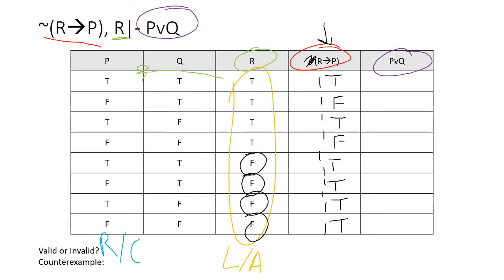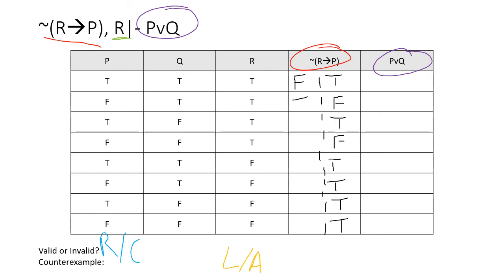So we can erase all that. And we can bring the tilde back in, and remember with a tilde, all you have to do is flip the values from T's to F's and F's to T's.